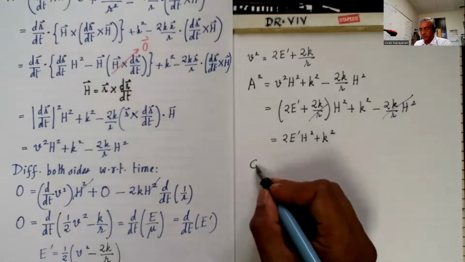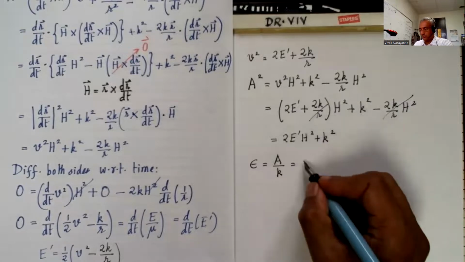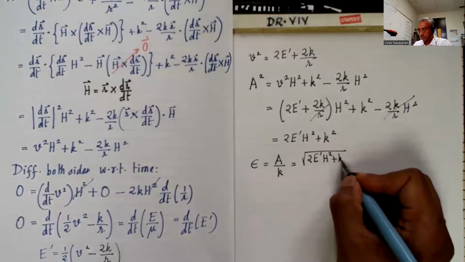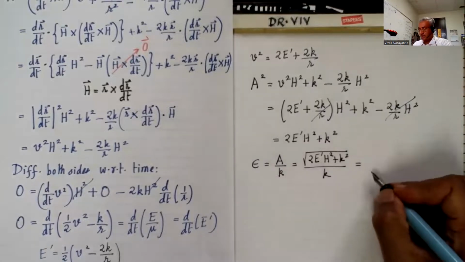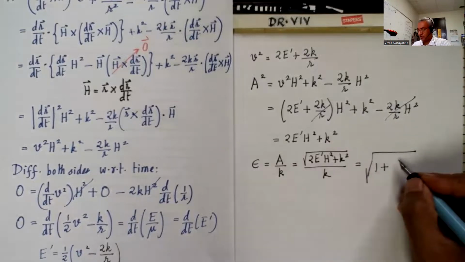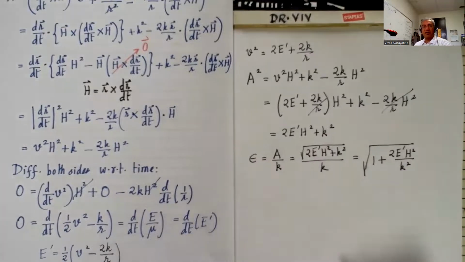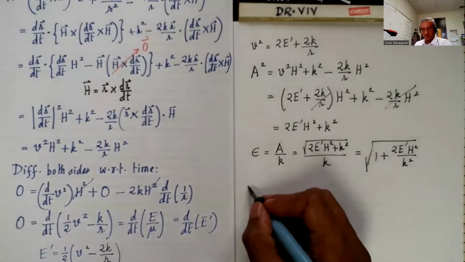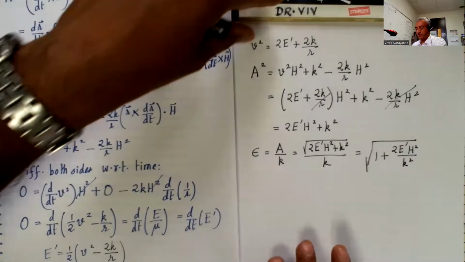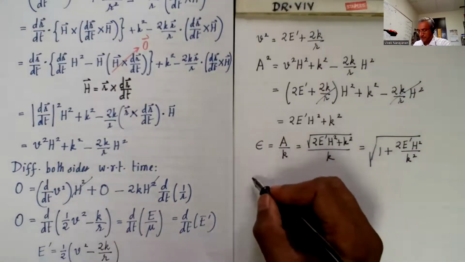Now the eccentricity epsilon is a over k. A is the square root of all this. So that's going to be the square root of 2e prime h squared plus k squared, over k. And let me divide in and put this term first. So I get 1 plus 2e prime h squared over k squared. And now we can classify the three orbit types. So, an important moment in the history of the subject, seen from the viewpoint of the Runge-Lenz vector.